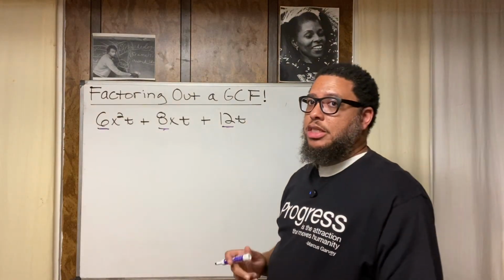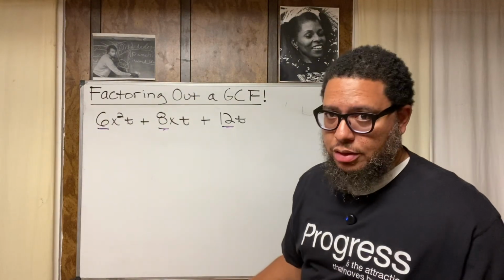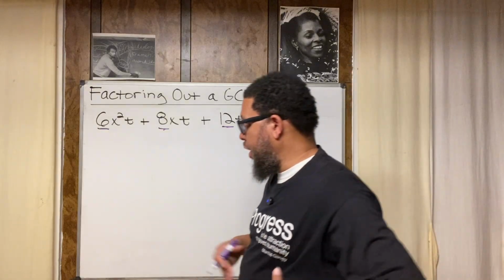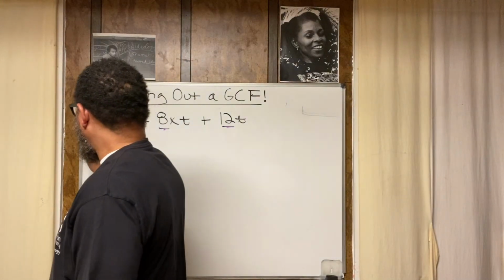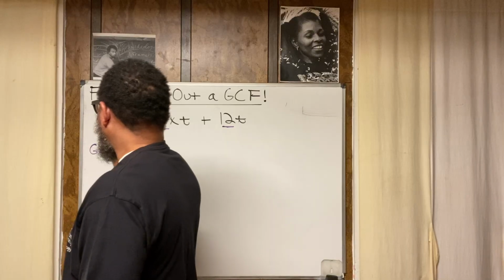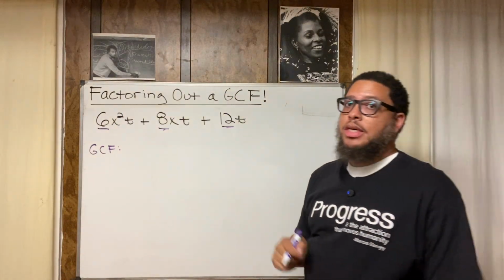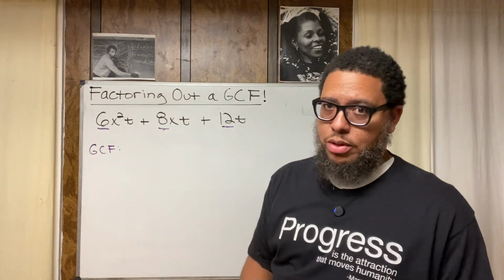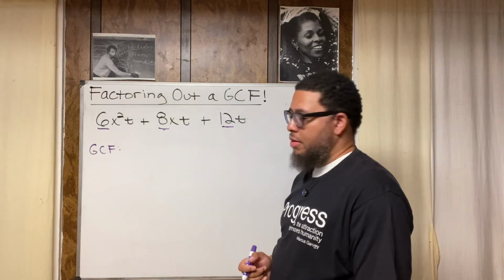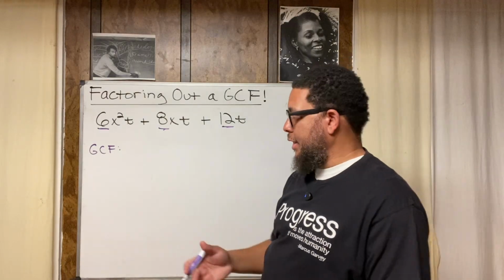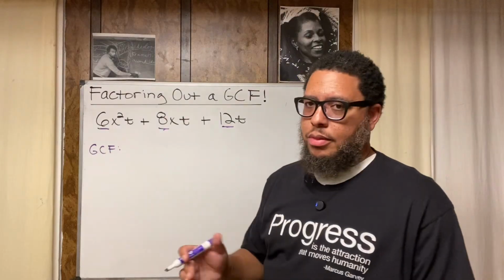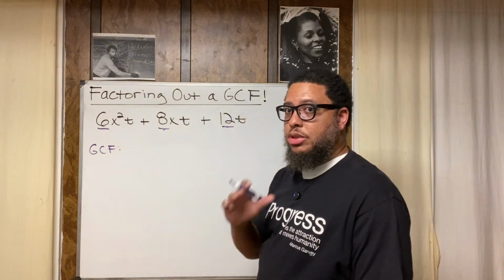First, we want to find the GCF of just the coefficients, right? At least that's how I do it, right? What's the GCF of 6, 8, and 12? The GCF is 2. It's 2, right? It's not 4. It's not 6, right? It's not 8. It's 2.